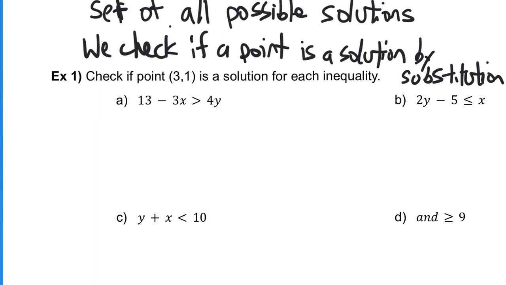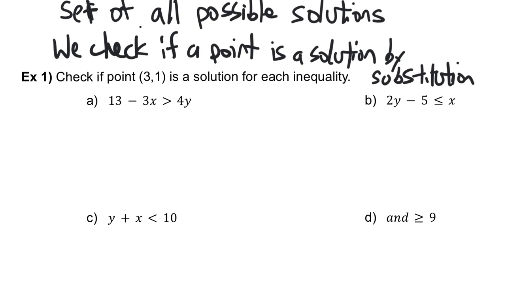So you've got a couple of examples here. I'll do the first one and then you should pause for a second, try the others on your own. So we're going to check if the point (3, 1) is a solution for the inequalities. This is the point we're going to use, and we're just going to substitute those values in. This is your x. This is your y. We're going to substitute them in and see if they are a possible solution. So I'll do the first one.